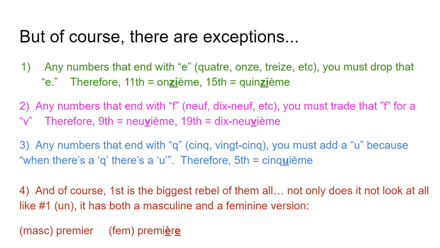We looked at this when we learned the dates. In fact, when we tell the dates, the first of the month is the only day of the month where we use an ordinal number in French. So yeah, so those are the 4 exceptions, the 4 types of rebels that we have in our ordinal numbers.